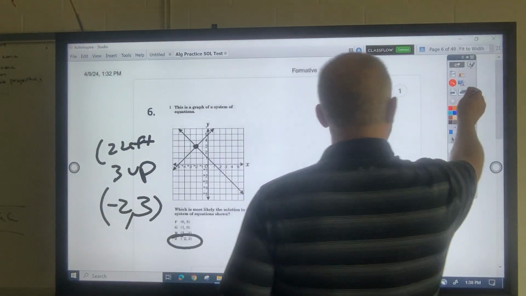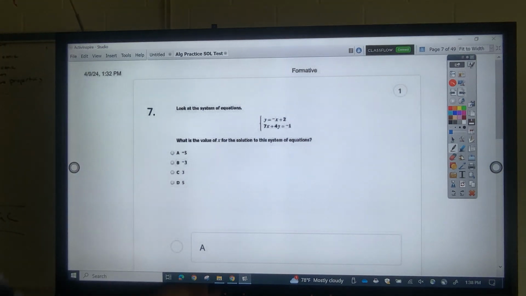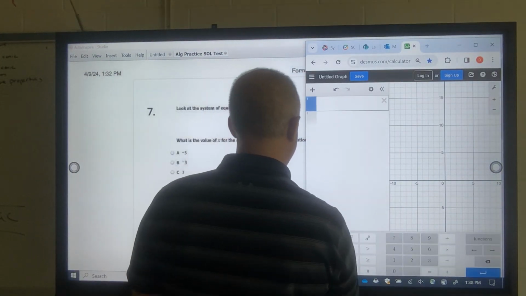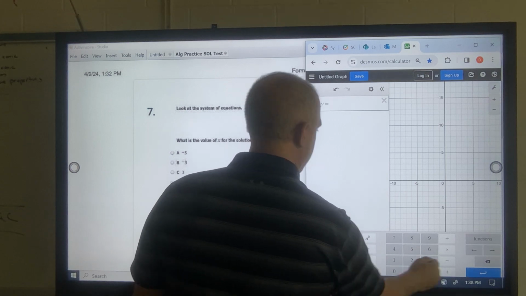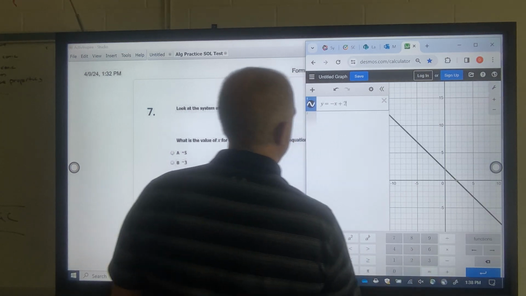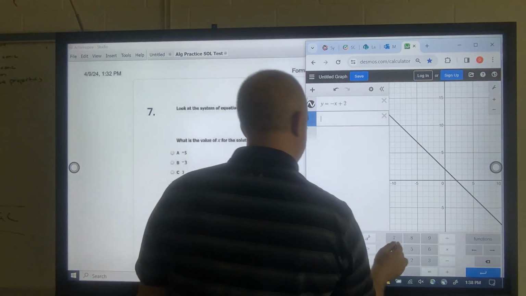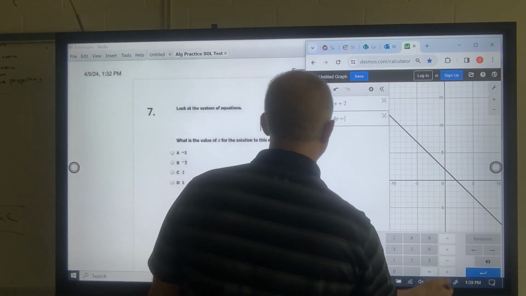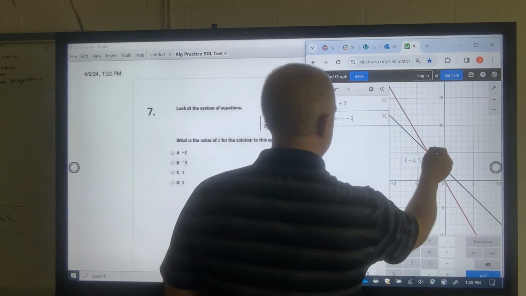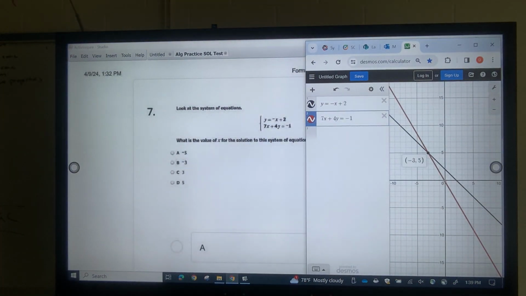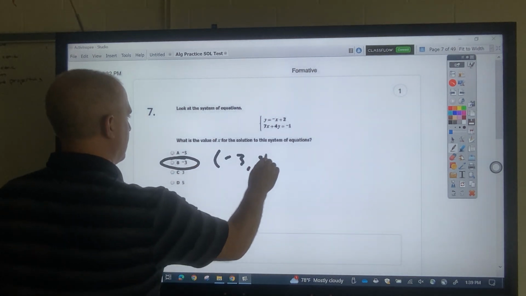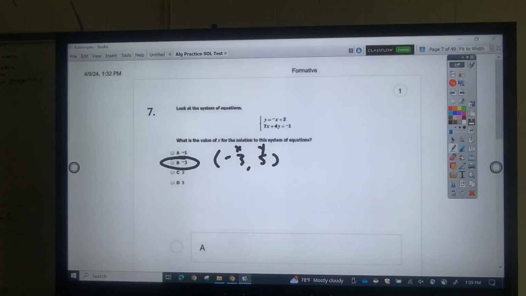Question 7 is next. Same deal. Two lines, find where they cross. Y equals -x plus 2. 4x plus 4y equals -1. Touch where they meet. Now it's asking for what is the x value. The x value would be -3. It's -3, 5. This is the x, this is the y.